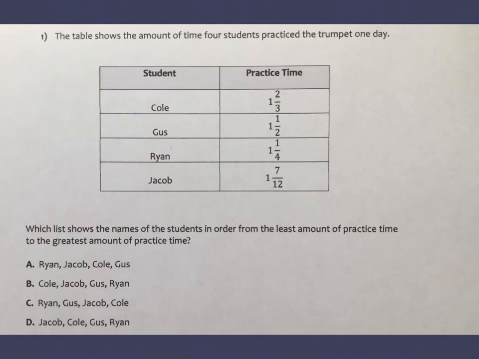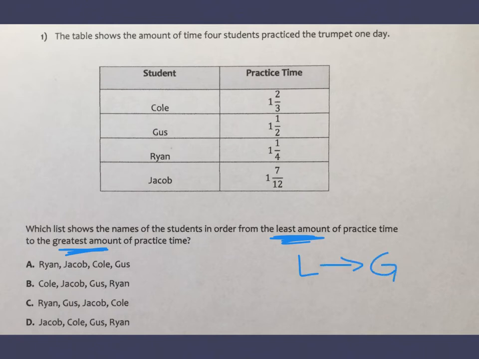Perfect. In this problem, the table shows the amount of time 4 students practiced the trumpet one day. Cole, Gus, Ryan, and Jacob are each practicing the trumpet. Which list shows the names of the students in order from the least amount of practice to the greatest amount of practice? Least to greatest.